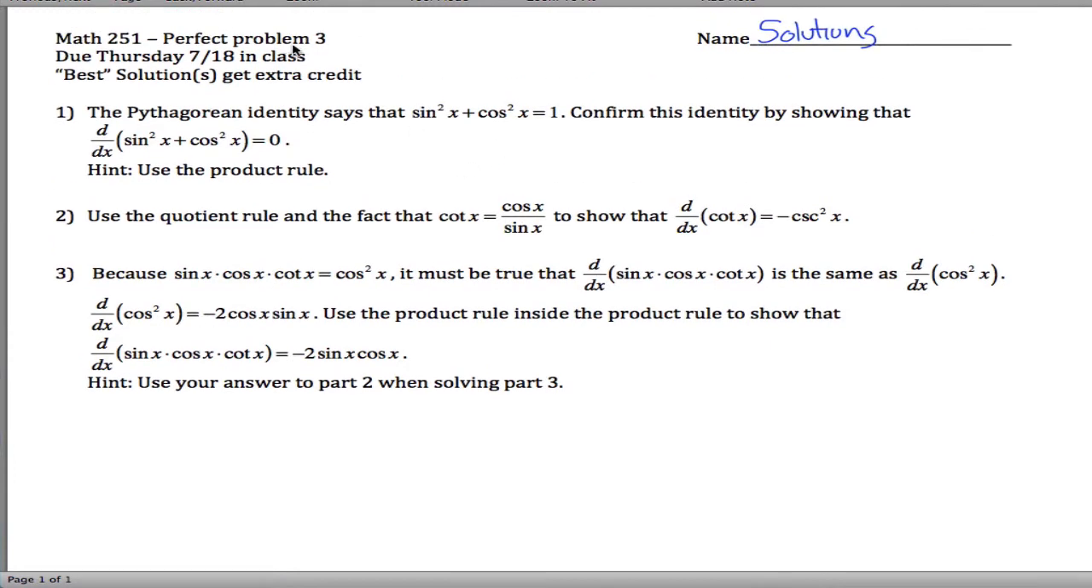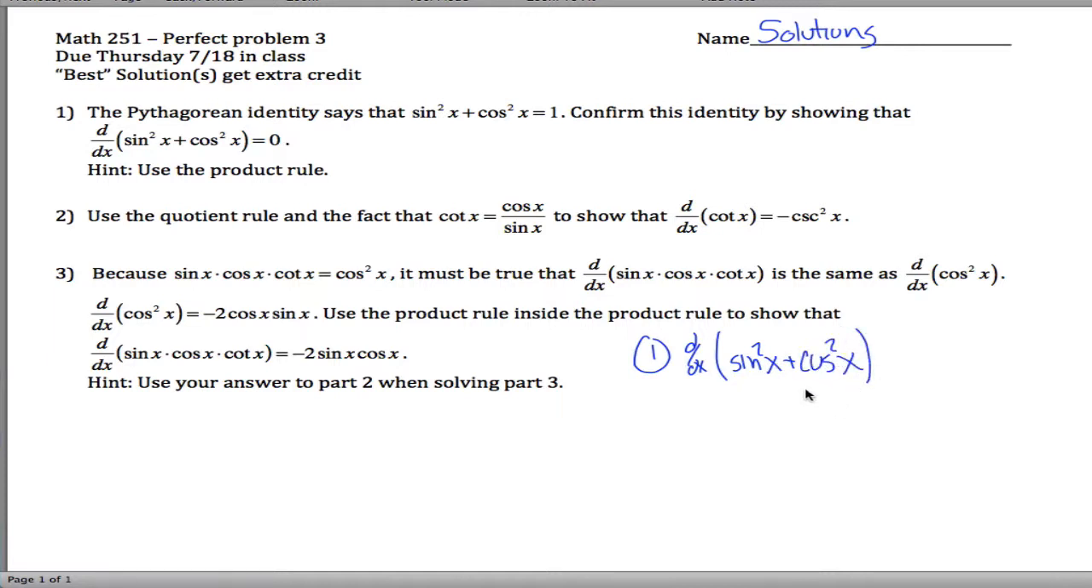All right, perfect. Problem 3 for Math 251. In the first question here, we're told that the Pythagorean identity is sine squared of x plus cosine squared of x equals 1 for any angle x. We're asked to confirm this identity by showing that the derivative of this thing is the same as the derivative of this thing. But the derivative of 1 is just 0. So really what we want to show is the derivative of sine squared plus cosine squared is equal to 0. So we need to find the derivative of sine squared of x plus cosine squared of x.